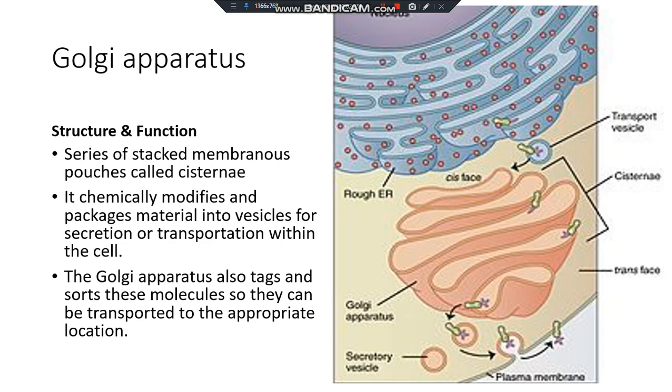The Golgi apparatus is a series of flattened membranous pouches called cisternae. It chemically modifies and packages material into vesicles for secretion or transportation within the cell. The Golgi apparatus also tags and sorts these molecules so they can be transported to the appropriate location.